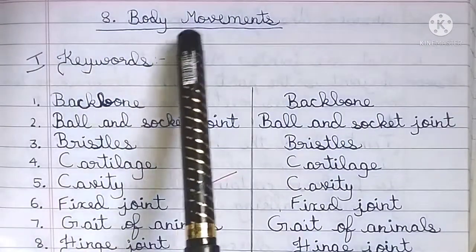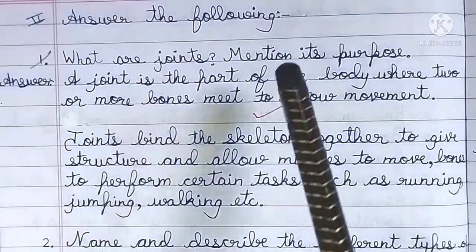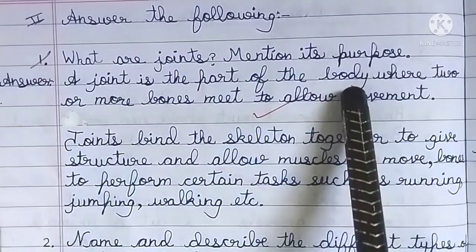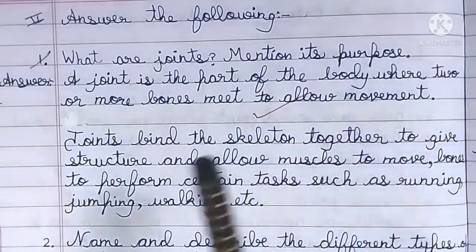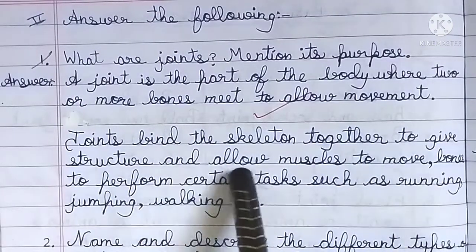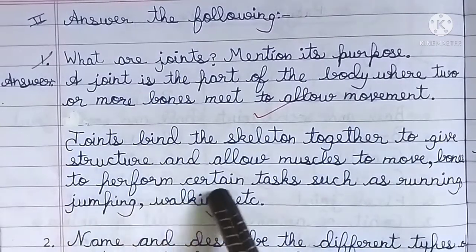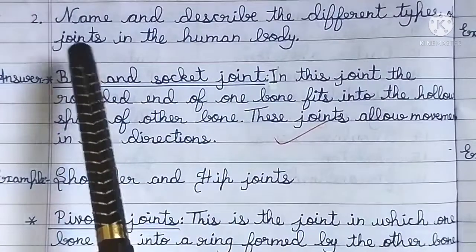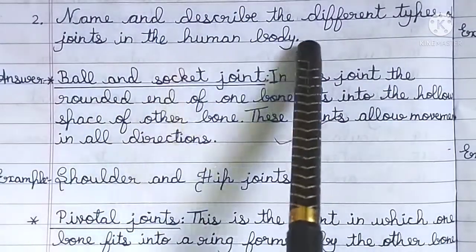8th chapter, Body Movements. Answer the following. What are joints? Mention its purpose. Answer. A joint is the part of the body where two or more bones meet to allow movement. Joints bind the skeleton together to give structure and allow muscles to move bones to perform certain tasks such as running, jumping, walking, etc.